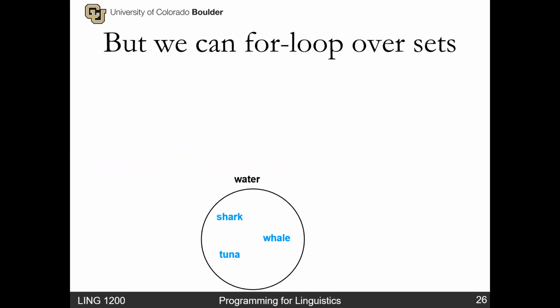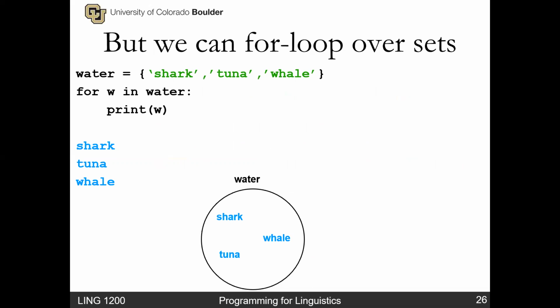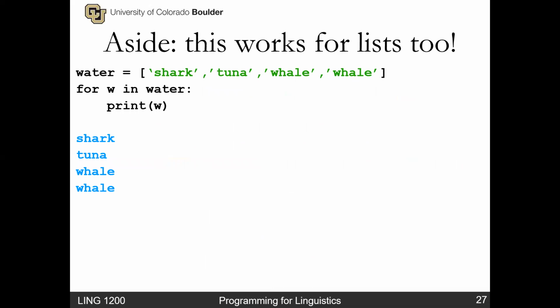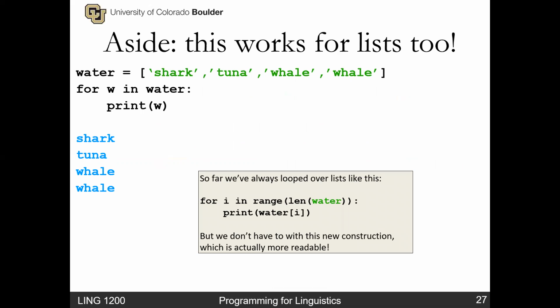However, sets can be looped over. Simply use the for loop as shown here to iterate over the elements of water. Notice that the same works for lists too. Surely, this is a much more readable syntax than what we're used to.